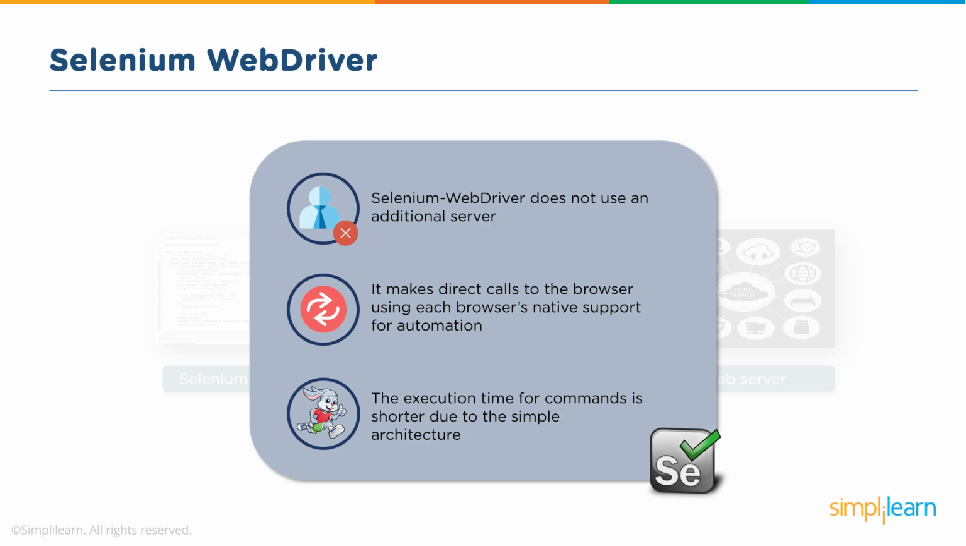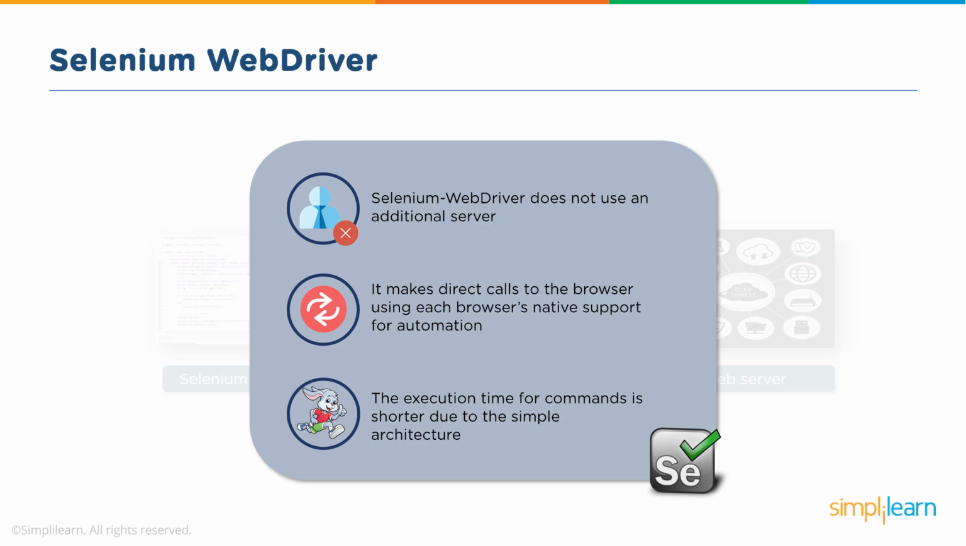Now, due to this direct communication, the trips we saw from the RC server to the browser and from the browser back to the RC server and to the test scripts, right? This was an indirect communication. Since this whole thing was avoided, the speed of test execution is much faster than in RC. And the overall architecture of WebDriver, if you see, is much simpler than what RC provides. So this was the major drawback of RC, and this is where WebDriver replaced RC.